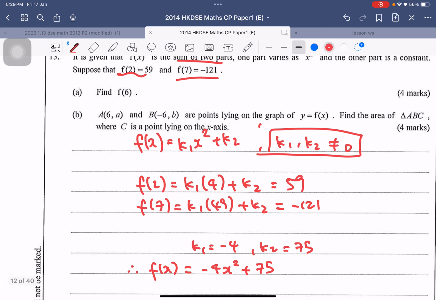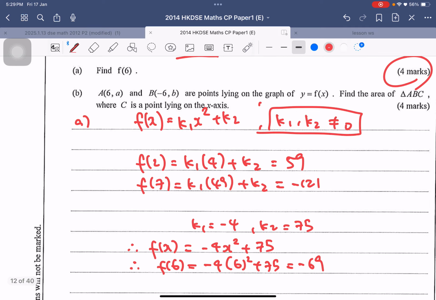Okay? So now we need to find out what is f(6). So f(6) is equal to negative 4 times 6 squared plus 75, giving you the answer which is equal to negative 69. Okay? 4 marks. Very easy question, huh?